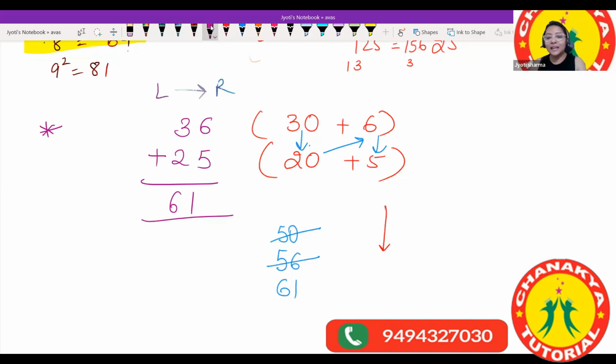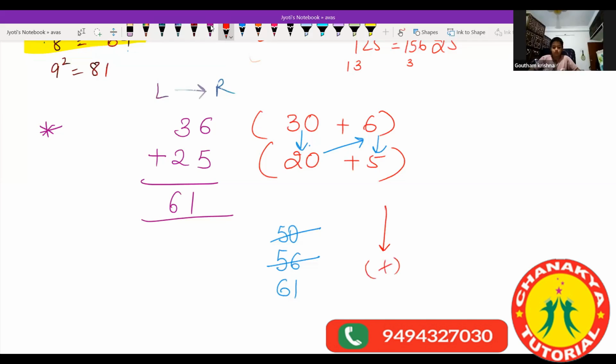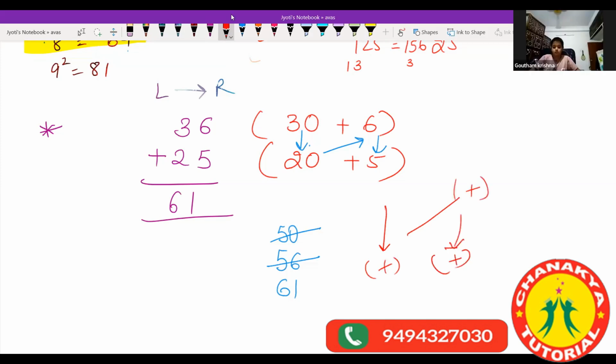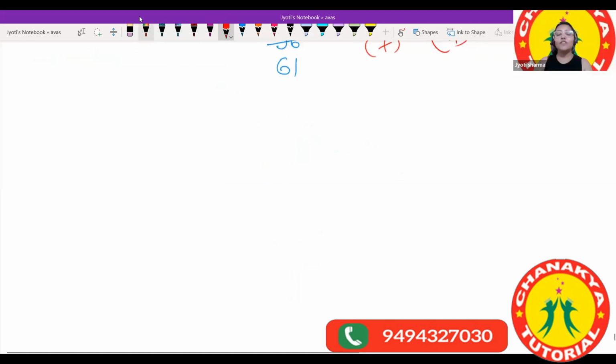Why I am telling you: in which direction do you read your numbers? From left to right. And that's why you will be adding your numbers: you will add the left side first and then the right side. So this is the direction. Go down, add. Go up, add. Go down, add.